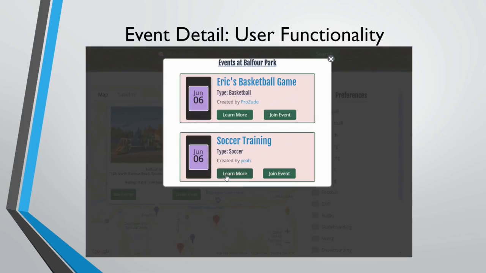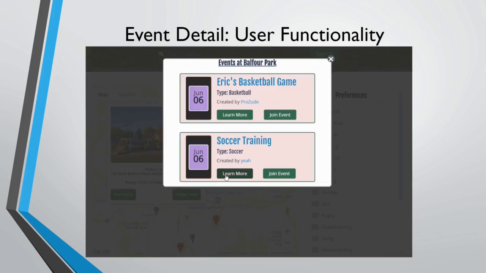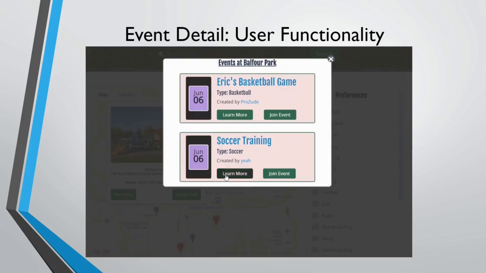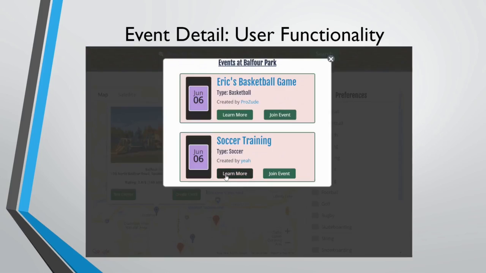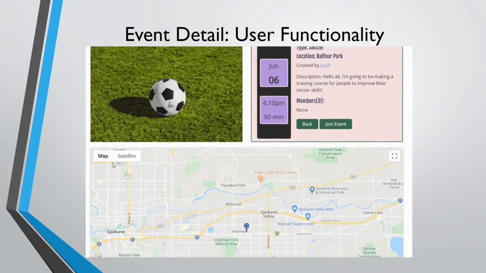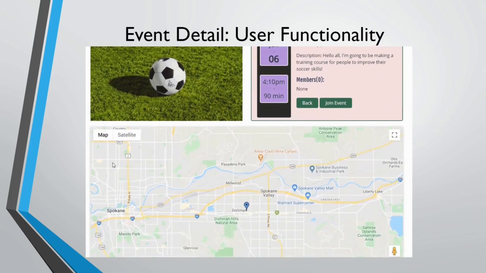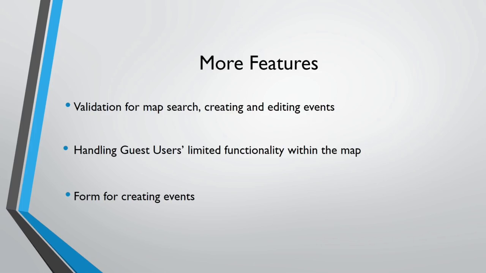As for the event detail page, Tam did the bulk of the page. I just added a little bit of user functionality, such as that Join Event button. It appears only if the user is not participating in the event. So if they haven't created or joined the event, that button will appear. Also, the map at the bottom with a marker displays the location of where the event is taking place.